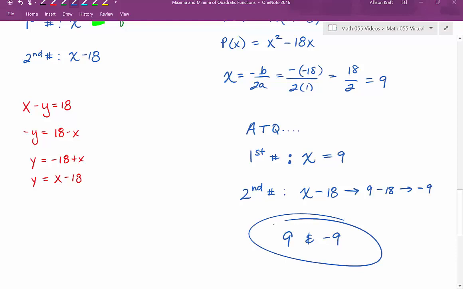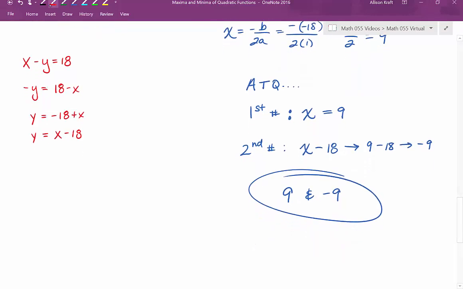You can always check yourselves to make sure that you have the right answer. It said that these two numbers, the difference is 18. So 9 minus a negative 9 turns into 9 plus 9, which is indeed our 18. The maximum or minimum always occurs at the vertex of a quadratic function.